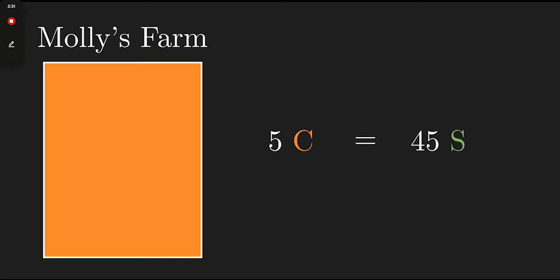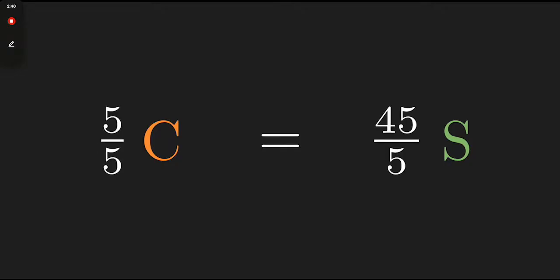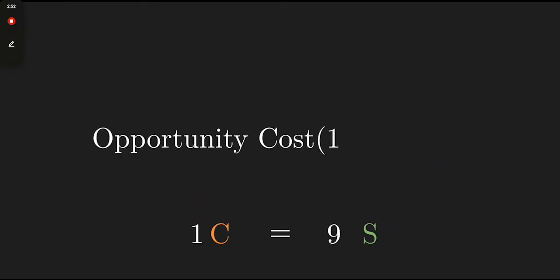To find the opportunity cost of 1 unit of carrots, all we have to do is simplify this math, remembering our units. So we divide both sides by 5, and that leaves us with 1 unit of carrots is equal to 9 units of spinach. And this is how we characterize opportunity cost. We say the opportunity cost of a unit of carrots is 9 units of spinach.